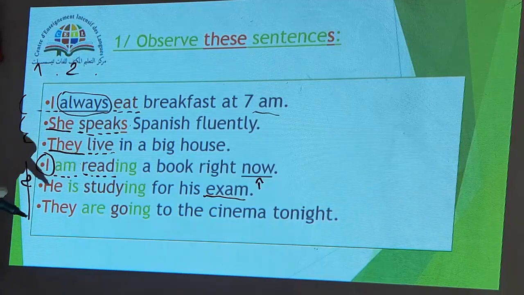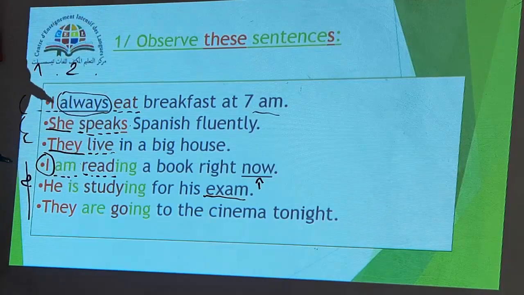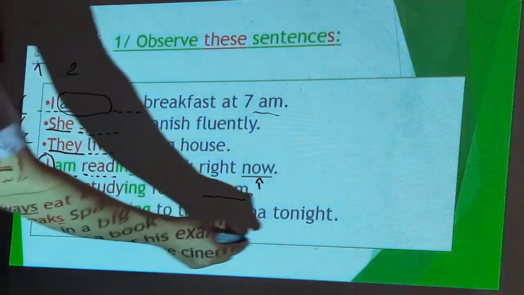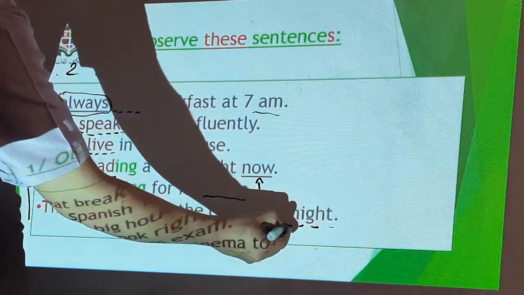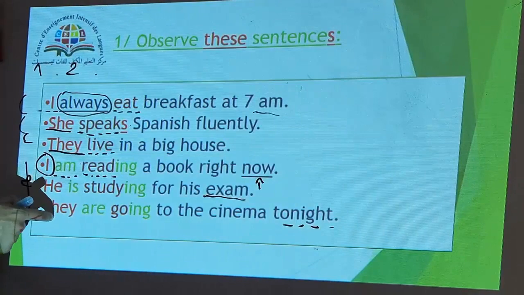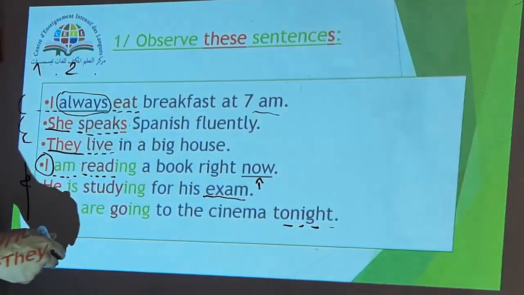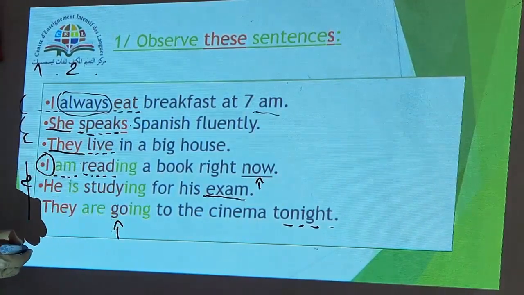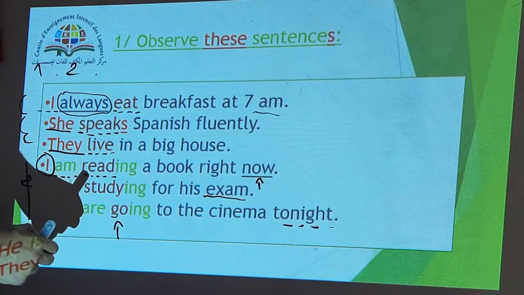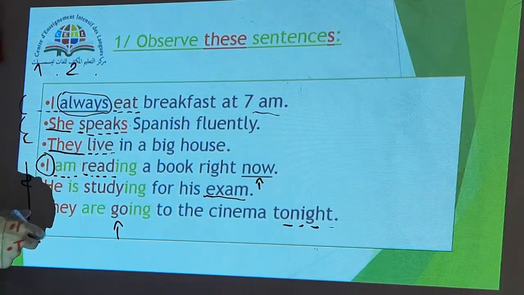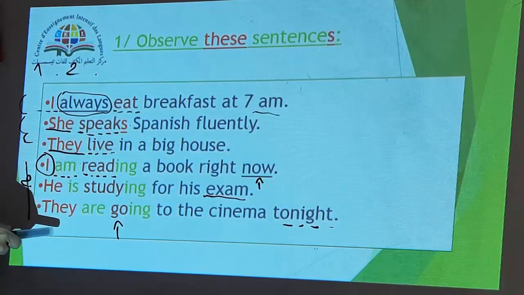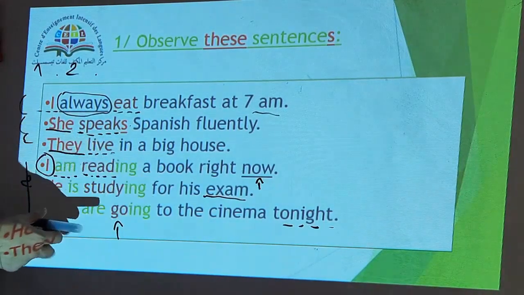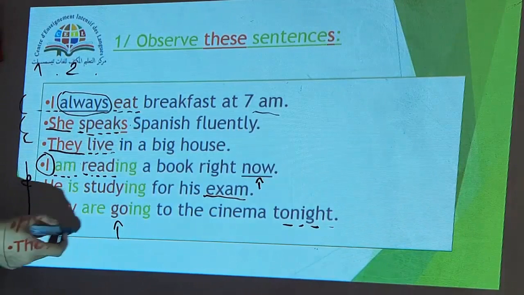They are going to the cinema tonight. Okay? They are going to the cinema tonight. And this is what we call a future plan. So they are going to the cinema tonight.